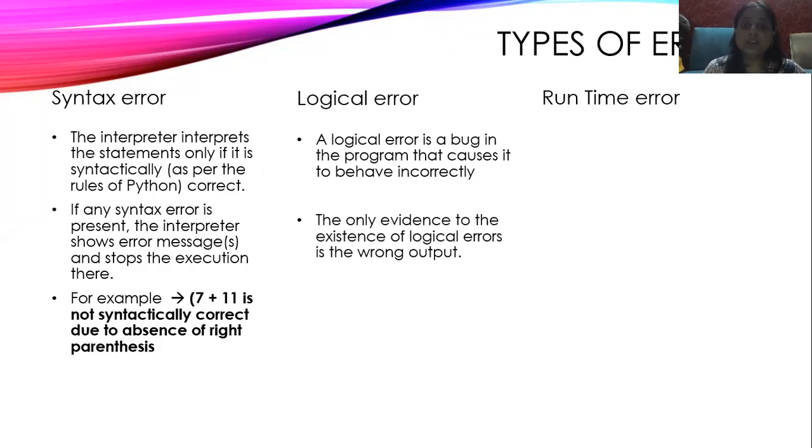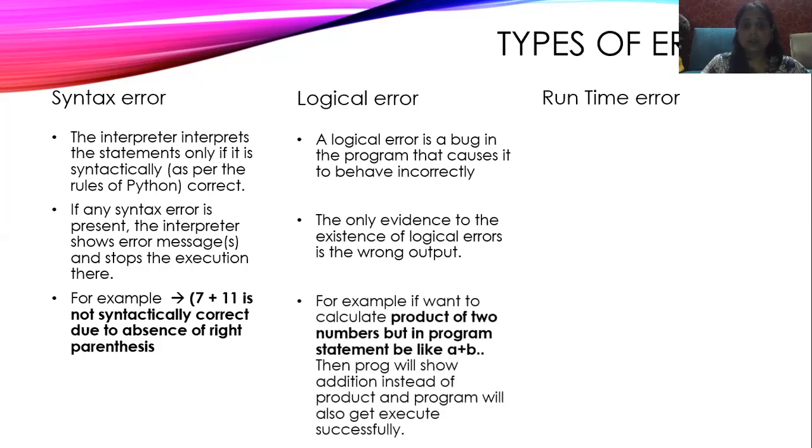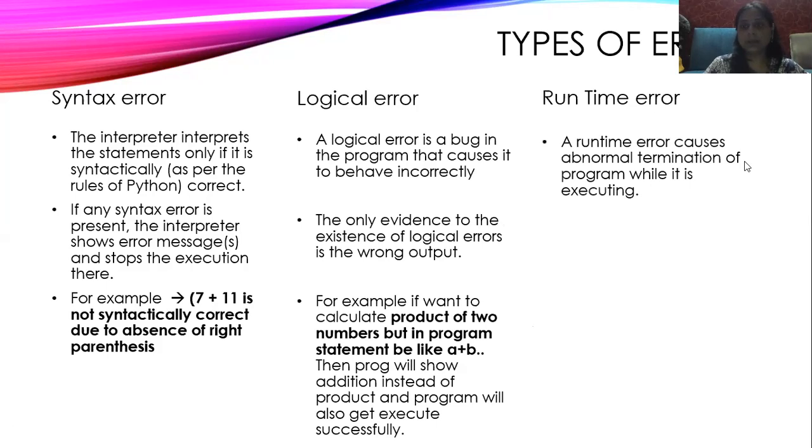So, the only evidence of the existence of logical errors is the wrong output. We only get to know there is a problem when we get the wrong output. So it's very hard to detect logical errors and to correct them. An example is, the same example, if we want the product of two numbers but mistakenly we write A plus B. Okay. Now, the next one is runtime errors.